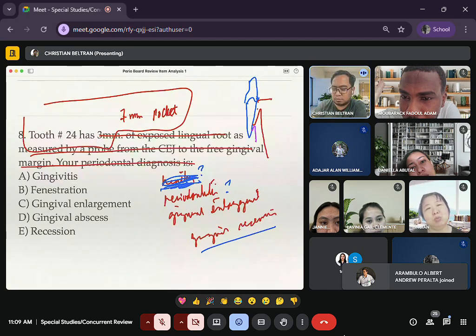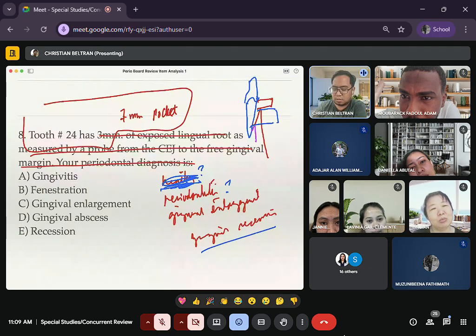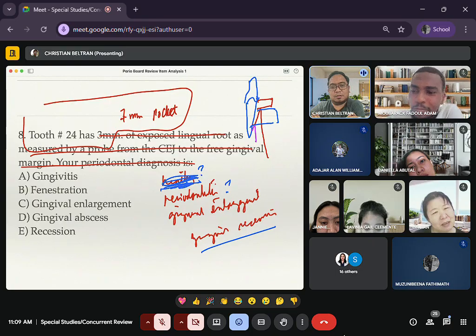This is recession. Is it possible that it would also have a 7 mm pocket? Meaning to say, this one should be less than 7 mm. That's your pocket, right? That's your PPD.